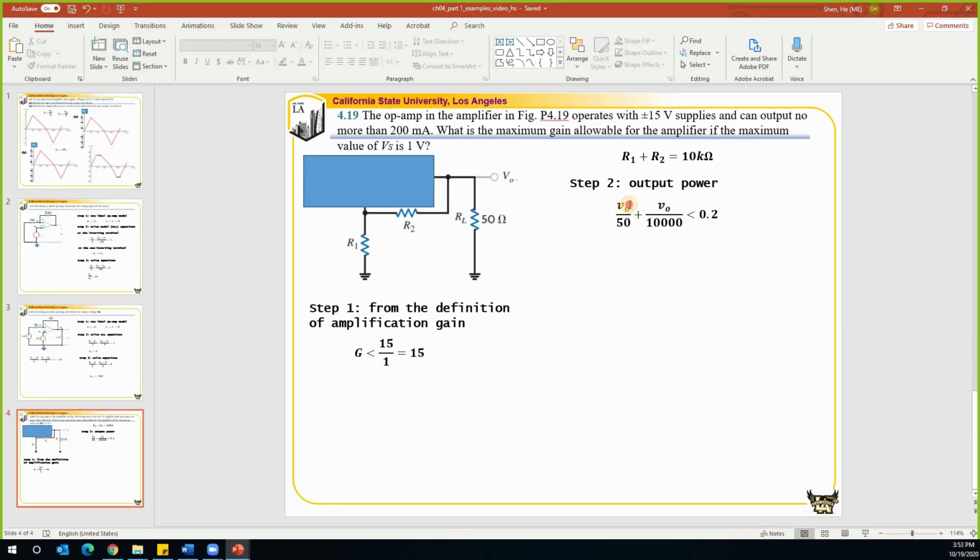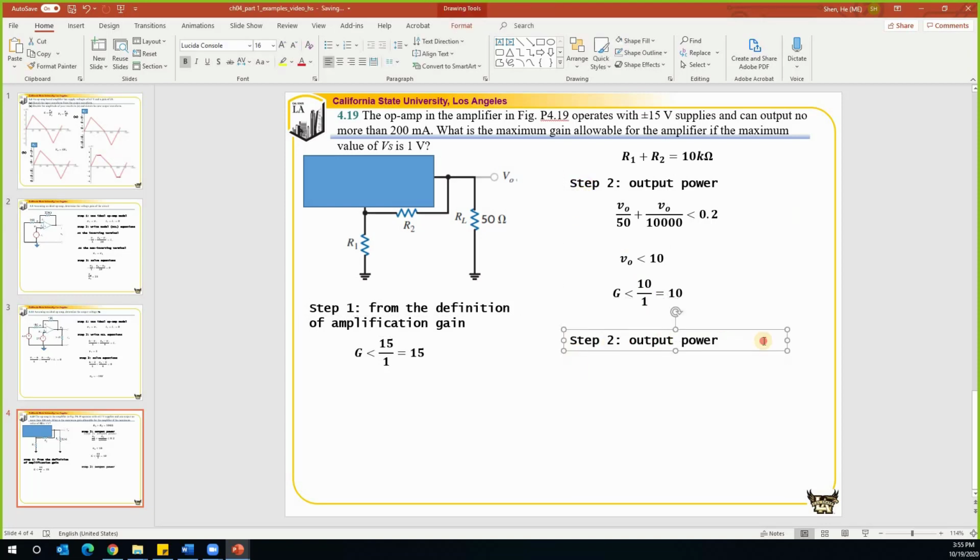So then we can find the range for VO. VO should be less than, the first term is much larger than the second term, so we can drop the second term. So VO will be less than 10. So we find the amplification gain should be less than VO divided by the maximum of 1, which is less than 10. So from the second requirement, the amplification gain should be less than 10. And step 3, we draw the conclusion by combining the two together. We find the maximum amplification gain is equal to 10.